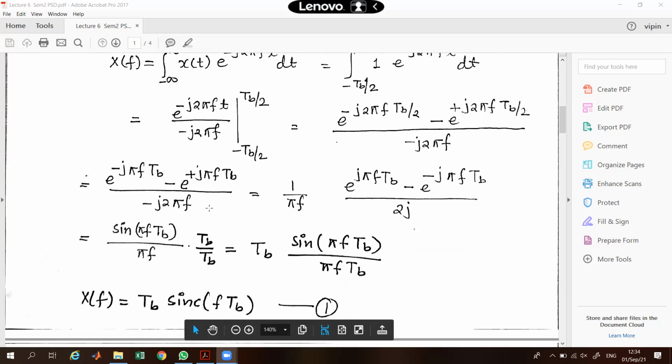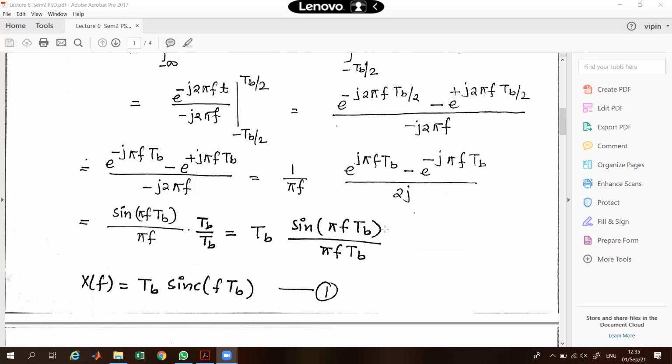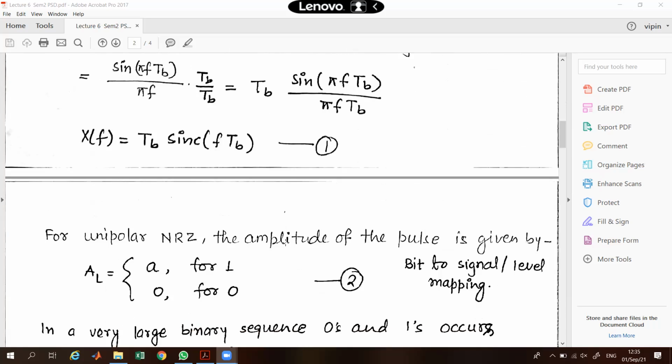Cancel whatever is applicable. Then it's basically this, which, if you use de Moivre's theorem, e raised to the power j theta minus e raised to the power minus j theta divided by 2j equals sine theta. So it's sine pi f T_B, where this is your theta, pi f T_B, divided by pi f. And if I multiply it by T_B, then we can write it in this form. And if you remember, it will be a sinc function. So T_B sinc(f T_B).